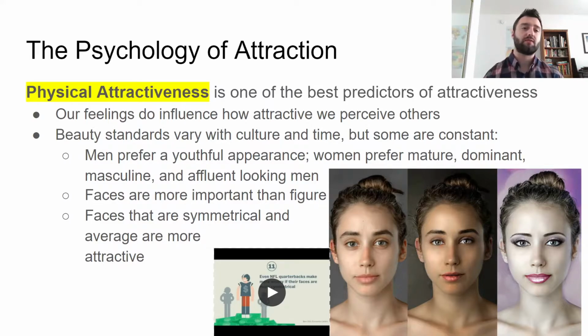Now, physical attractiveness can go a bit beyond the literal physical traits you have. One thing we see is that our feelings do influence how attractive we perceive others to be. So when you are in a relationship with someone and you are closer and closer, right, you might find them more and more physically attractive. Now, if that relationship ends, maybe it ends really badly, you might look at that person afterwards and not find them very attractive anymore, even though physically they haven't really changed, right? So our feelings do have an impact on physical attractiveness outside of just the literal physical features of that person.